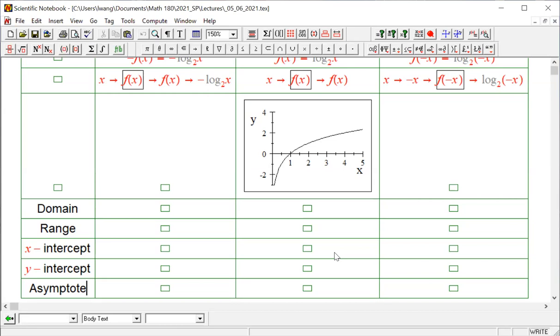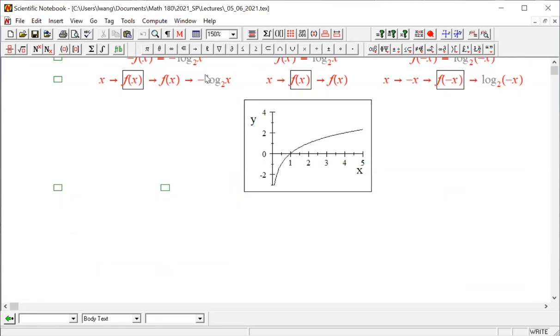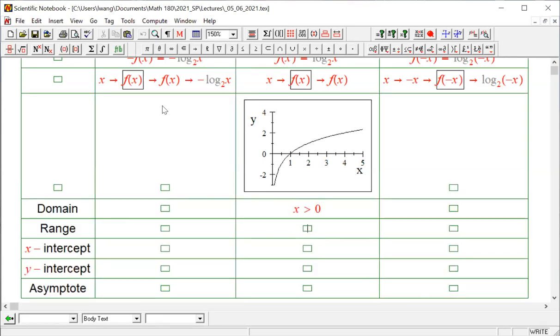Domain, range, asymptote, and of course the intercepts. We know everything about log base 2 already. Right? So it's x larger than 0. I want to give you guys some time to work out the details.